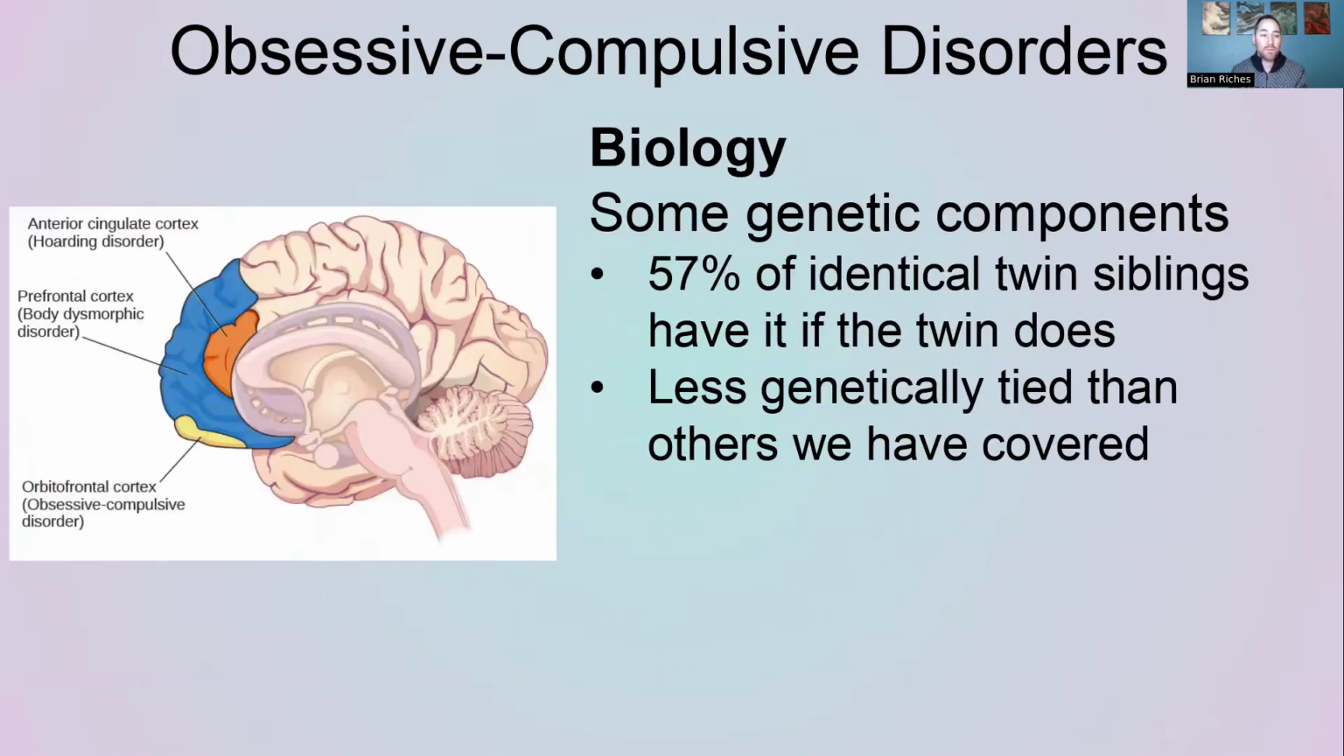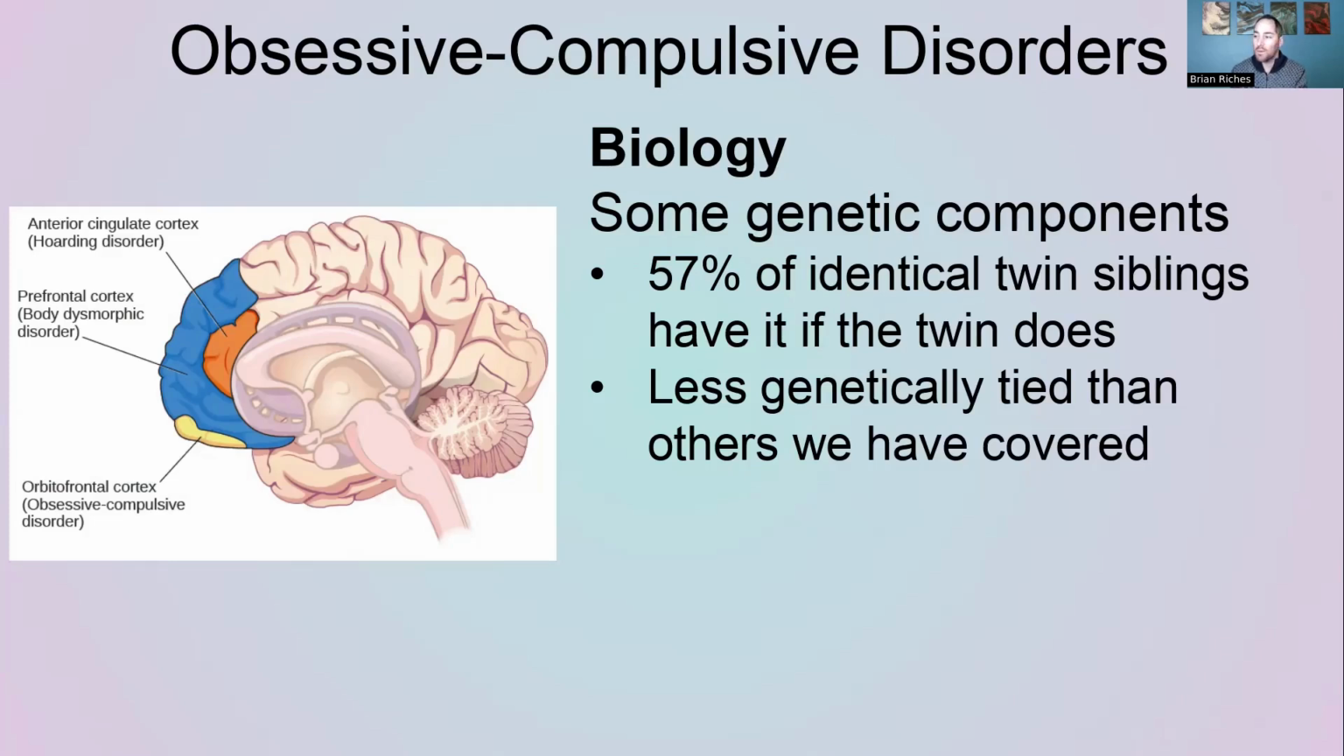All right, so what is going on in the brain? We do see that there are some genetic components. So when we look at someone with obsessive compulsive disorder, if they're an identical twin, about 57% of the time their identical twin also has the disorder. So it's not entirely genetic, but there are some genetic ties. It is a little less genetically tied than some of the things that we've discussed, like schizophrenia or bipolar disorder.